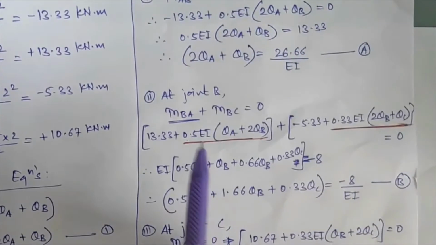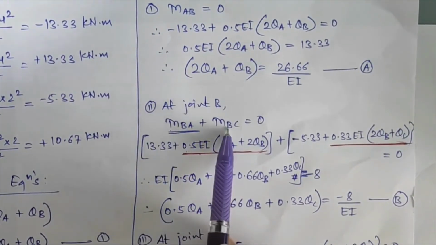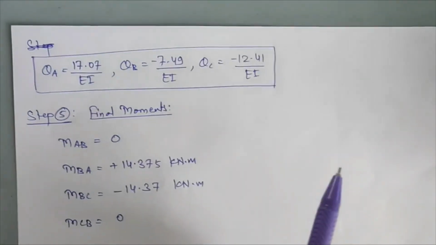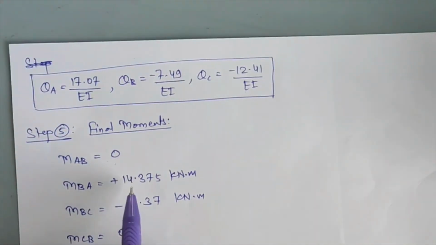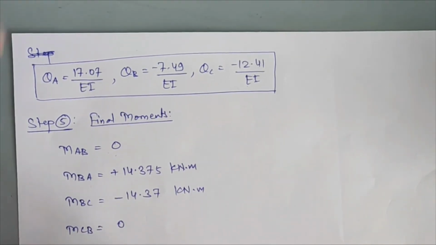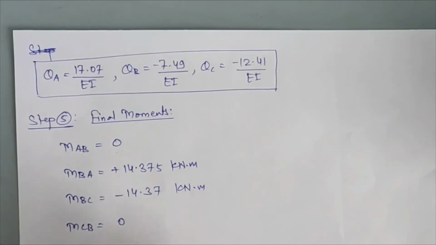The other condition is that MBA plus MBC shall be equal to 0, that is, the addition of BA and BC moments shall come equal to 0. If you observe, I am getting 14.375 and minus 14.375, so if you add these two values you will get a summation equal to 0. So I will say the conditions of equilibrium are getting satisfied.